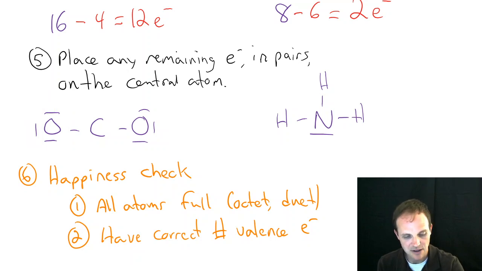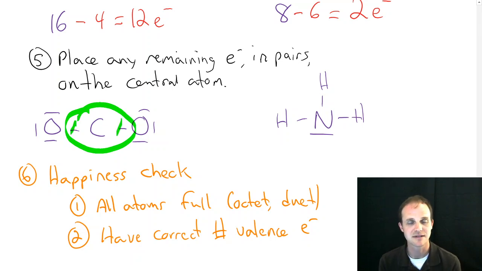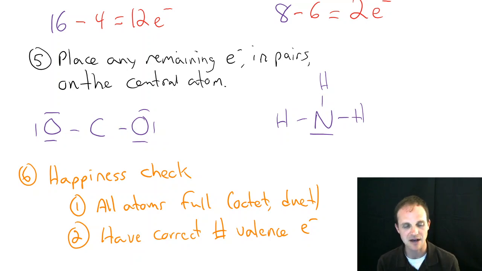How about the middle carbon? Is he happy? We see 2, 4 electrons on him. That's it. That is not a happy carbon. And so we are not done. We did not pass our happiness check in this step, which means we're going to need to move on.